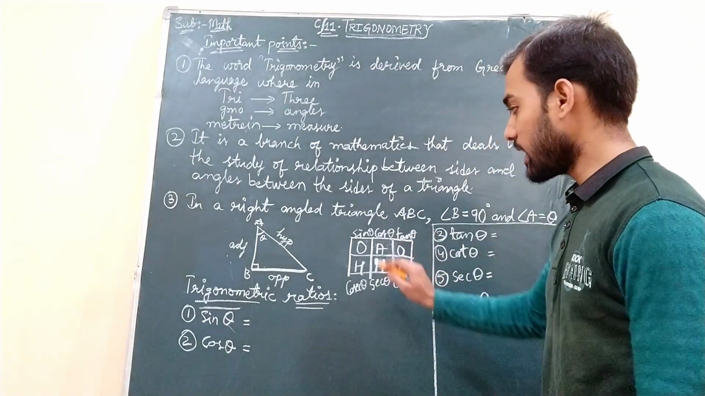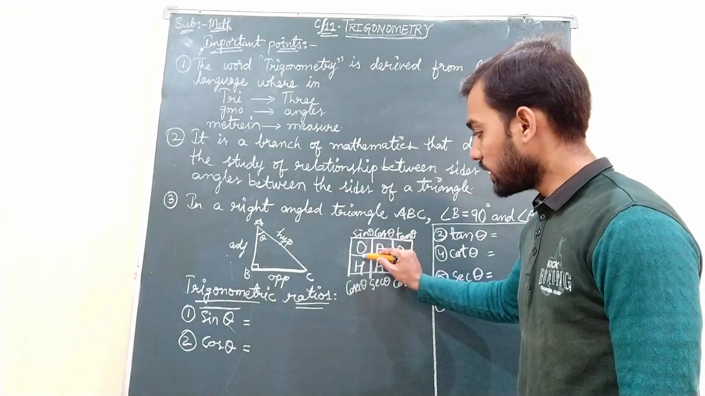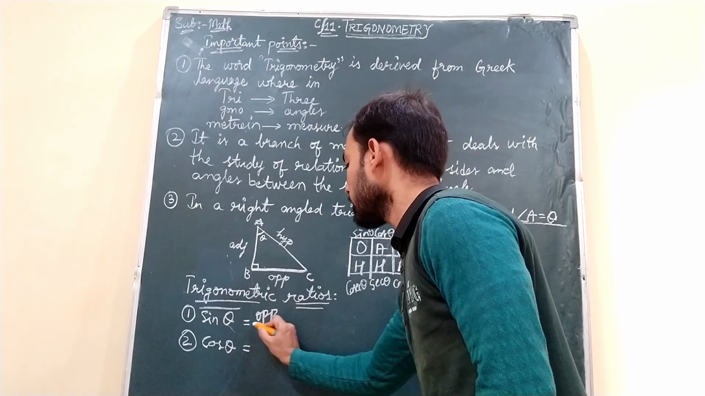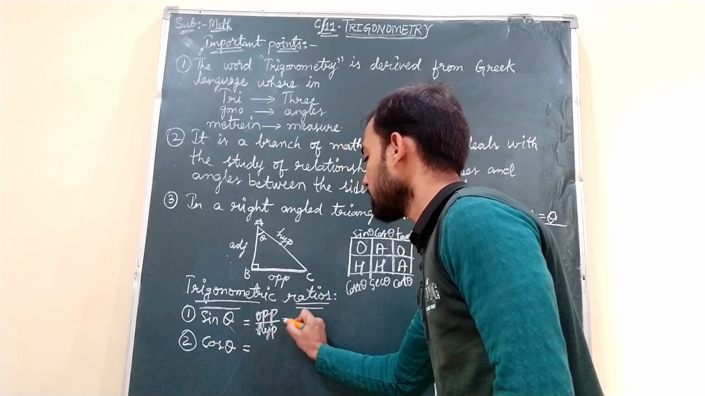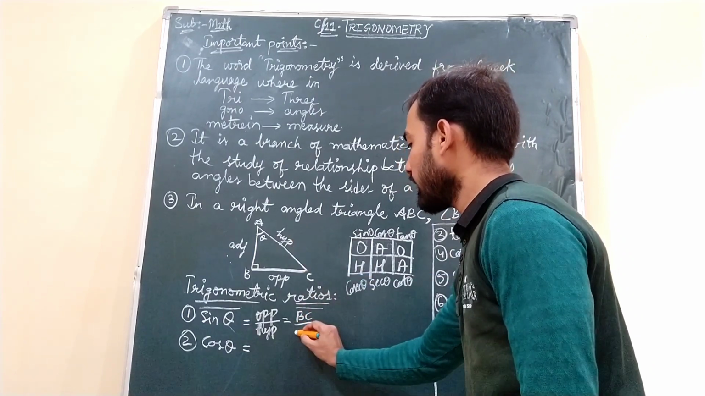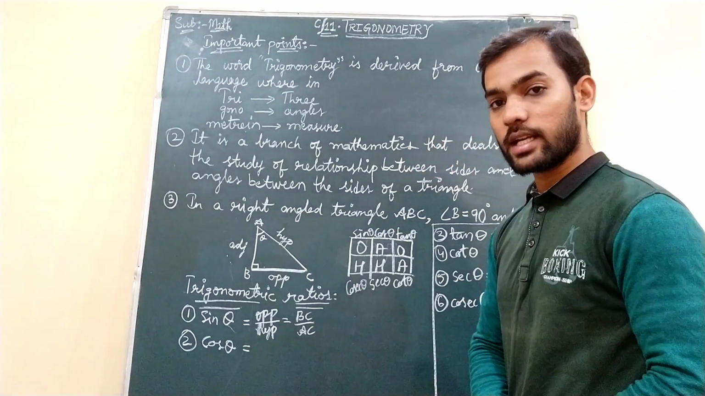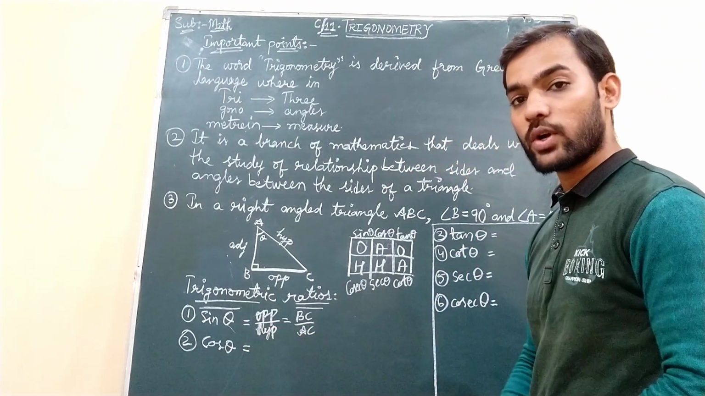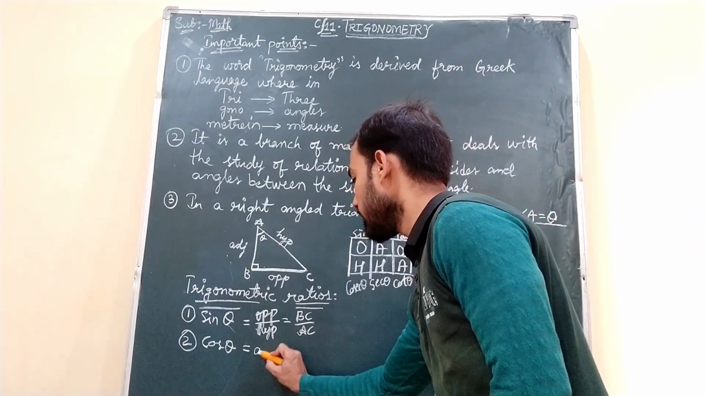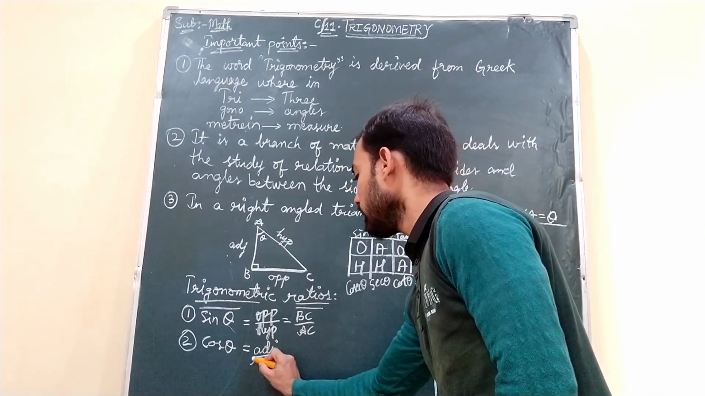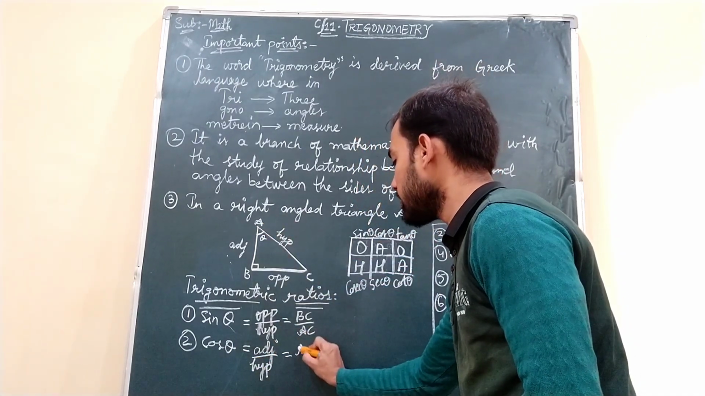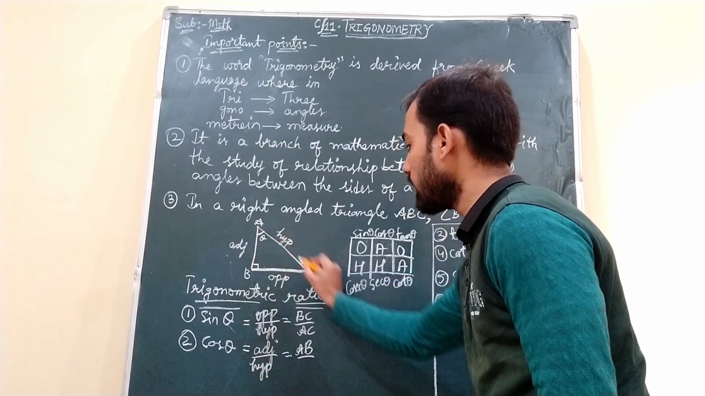So what is the formula of sin theta? Opposite by hypotenuse. This is the formula of sin theta. Which is opposite side over here? BC is opposite side and hypotenuse is AC. Understand? Next, cos theta. What is the formula of cos theta? Adjacent by hypotenuse. So I write here adjacent upon hypotenuse. Now see the triangle, which is the adjacent side? AB is the adjacent side and hypotenuse is the AC.